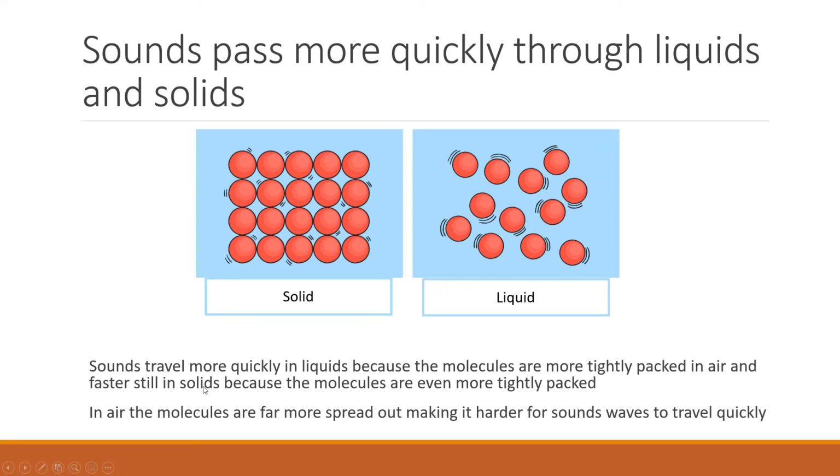Sounds travel more quickly in liquids because the molecules are more tightly packed than they are in air. In air, it hasn't shown it sadly, but the gaps between these particles are enormous. They're much, much bigger. And faster still in solids because the molecules are even more tightly packed. So when the sounds spread, it's easier because everything's tightly packed. The molecules are here, so everything can get bounced off quicker in solids than liquids. But in air, these are further apart, so it takes longer for them to bounce off and pass to our ears. In air, the molecules are far more spread out, making it harder for sound waves to travel quickly.